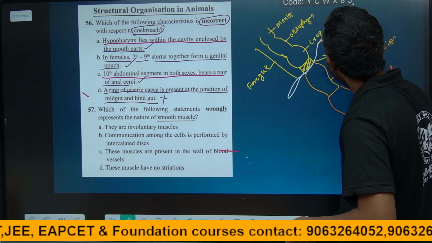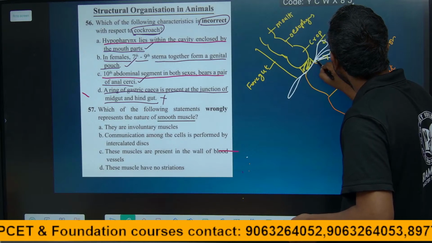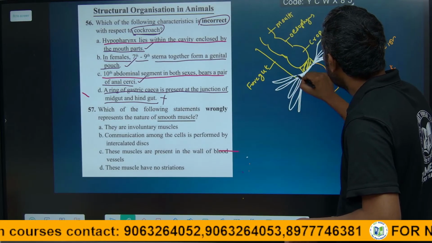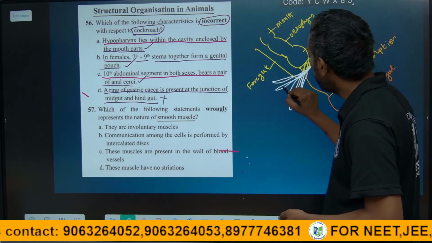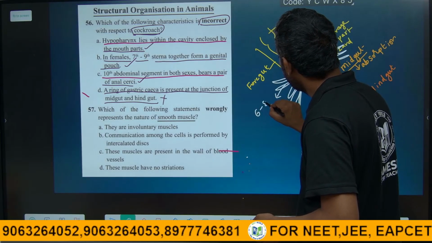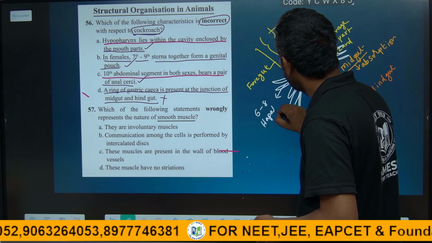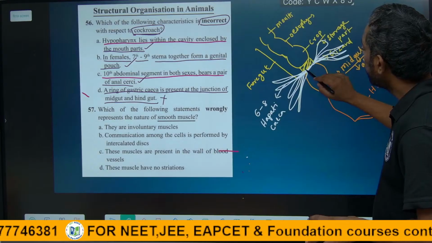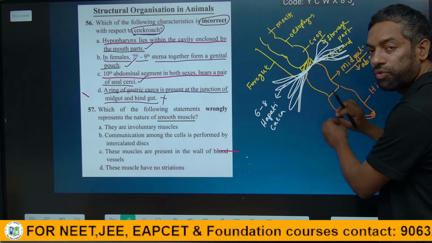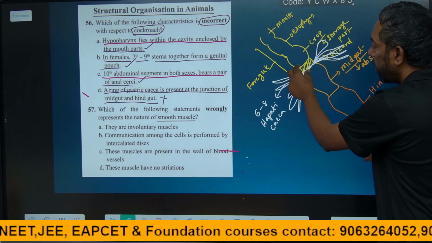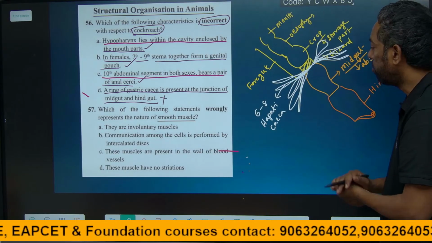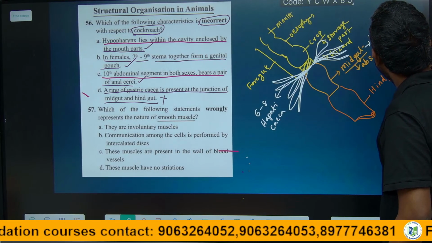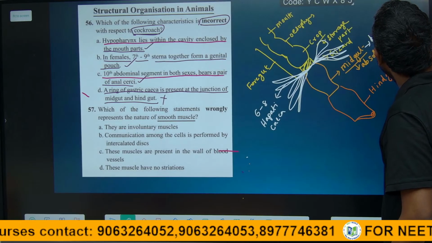There are 6 to 8 tubes, which we call hepatic caeca. These 6 to 8 hepatic caeca are useful for the food digestion in the foregut and absorption in the midgut. Midgut does not have chitinous membrane.